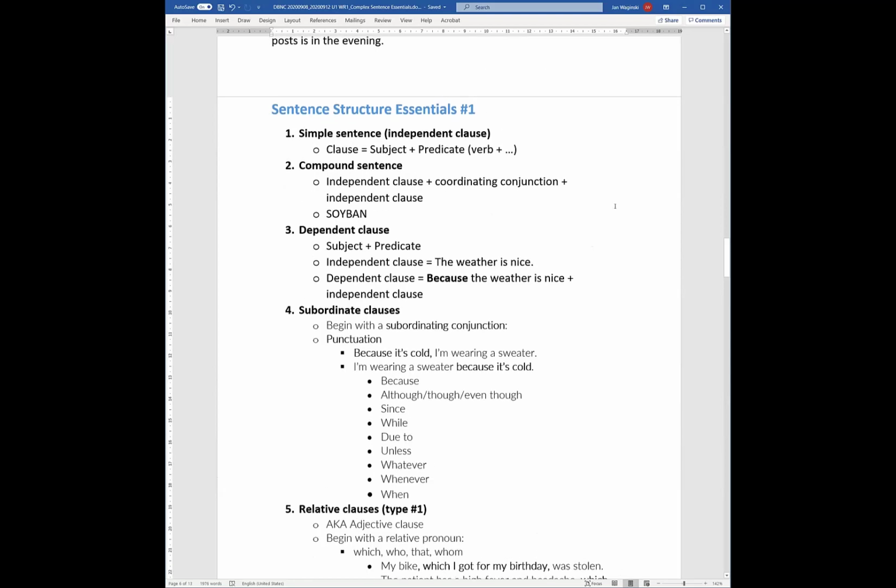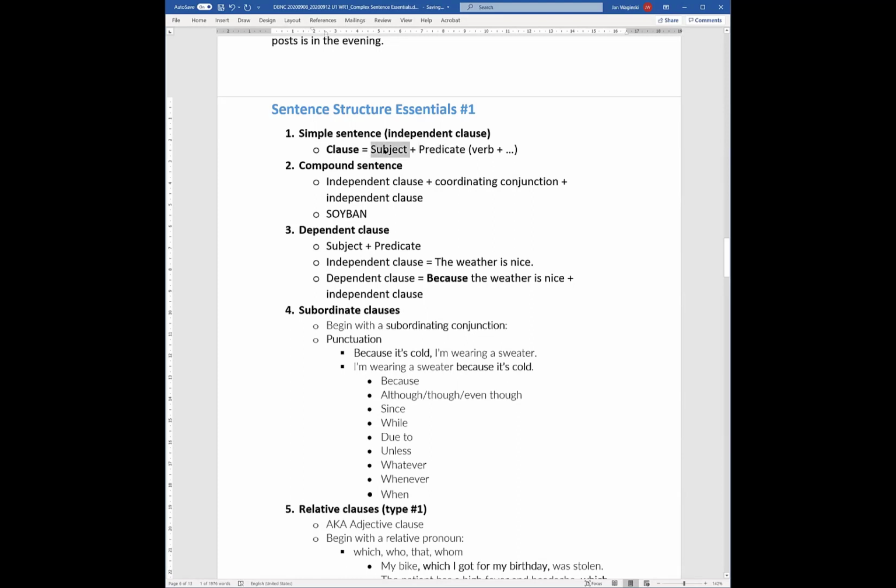Okay, starting from the top. When we're talking about sentences, and just basic simple sentences, I use this phrase independent clause a lot. An independent clause means that something has a subject and a predicate and it can stand alone as a sentence. So the definition of a clause is a subject and a predicate.